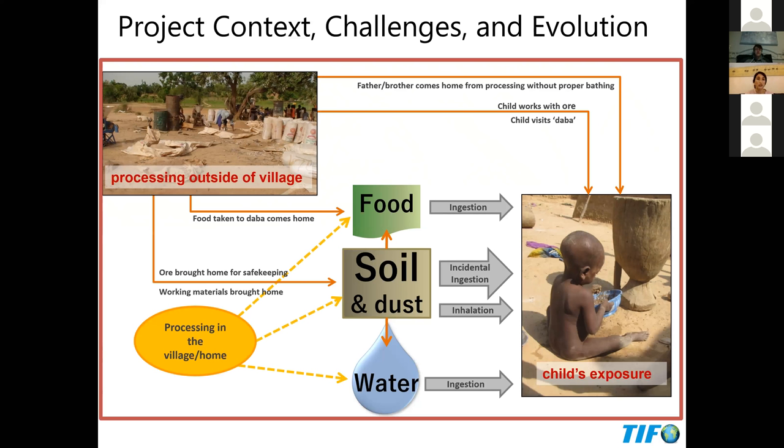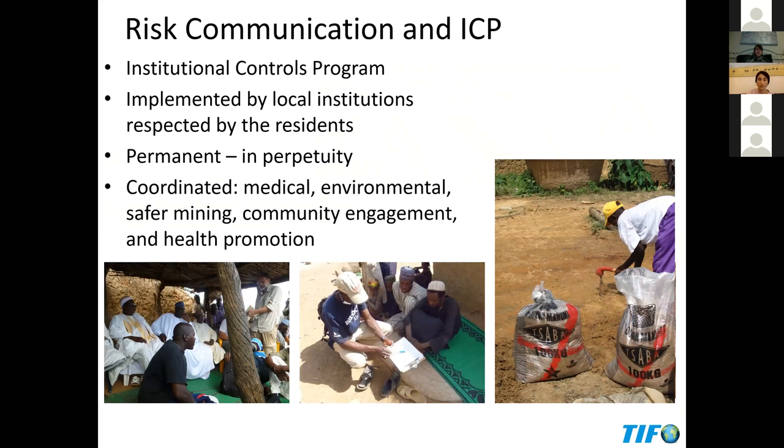Sometimes young girls go out to sell food to the miners, and the food that isn't consumed at that mining site is brought back home at the end of the day and shared with the families. There's also some young children who go to visit their brothers or their fathers working at the mines or at the processing sites. There's many of these what we call para-occupational or take-home exposures that become important to look at with what I mentioned earlier, which is the Institutional Controls Program.